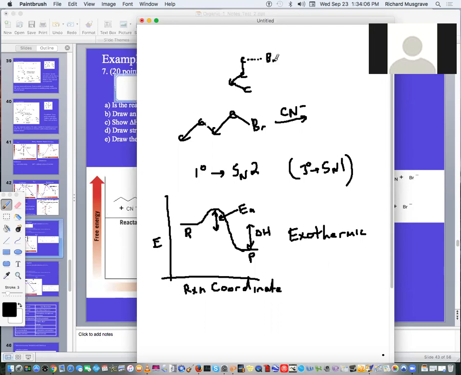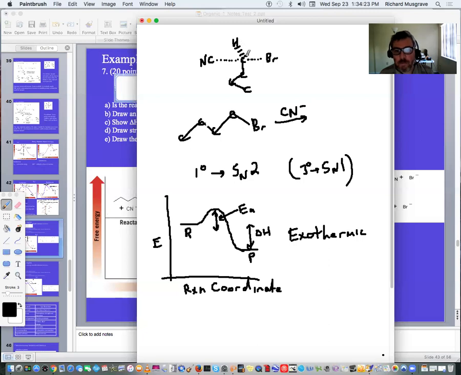Why did you change the shape of it? Well, because it looks prettier for me to be able to draw it. What if we don't change the shape? Is that okay? Well, as long as you still show the stereochemistry here. So as long as you can still show that stereochemistry, that's fine. But that's what the transition state looks like.